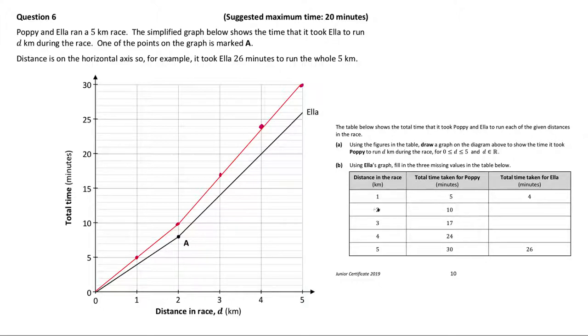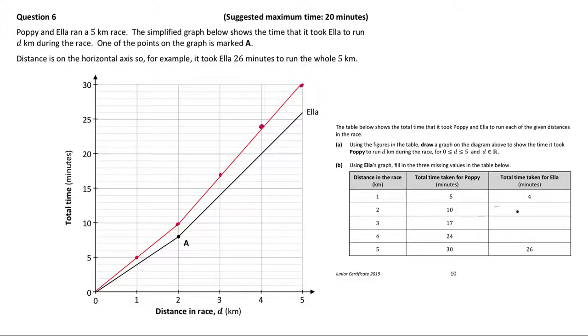Same for second kilometer, this time is equal to 10. For the third kilometer, time is equal to 17. Fourth is equal to 24, and for fifth kilometer, time is equal to 30. Marked all the points on the graph, and I connected the points with a straight line. If you did that, you get the marks for the graph.